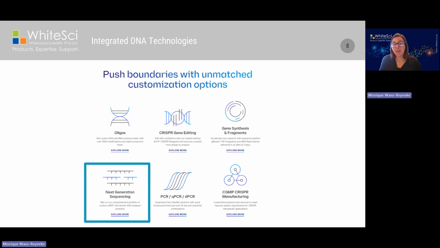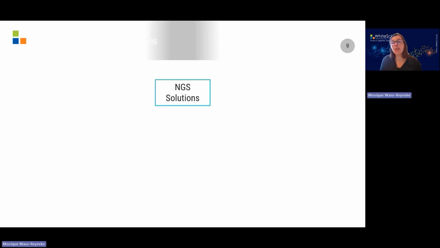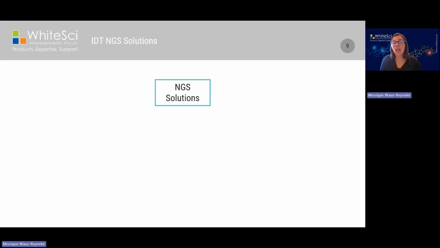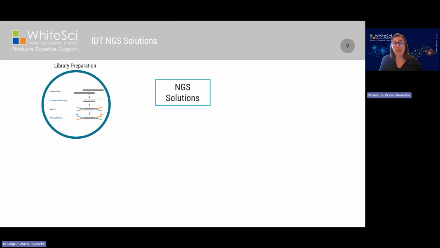Okay, our next product offering is our next generation sequencing portfolio. So under our next generation sequencing solutions, we of course have library preparation kits. Now these kits have been optimized for sequencing on Illumina. We have library preparation kits for DNA samples. We have mechanical as well as enzymatic fragmentation options. We have kits available for low input samples, as well as dedicated kits for FFPE samples.